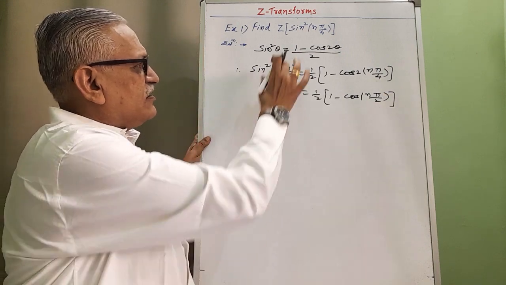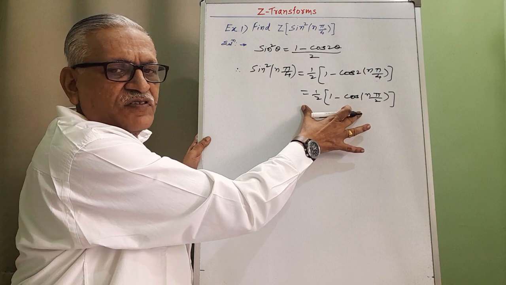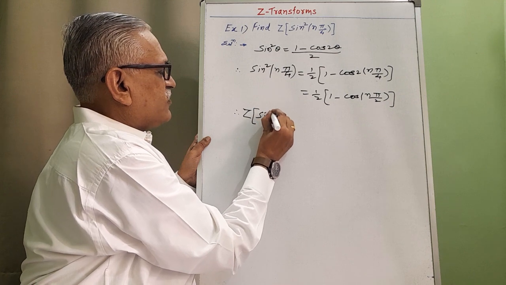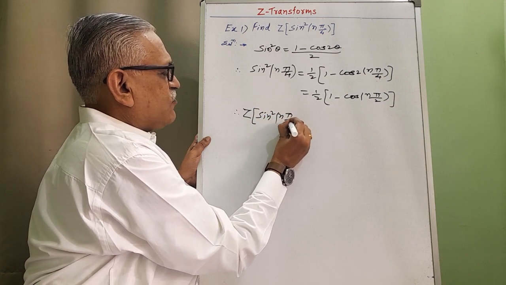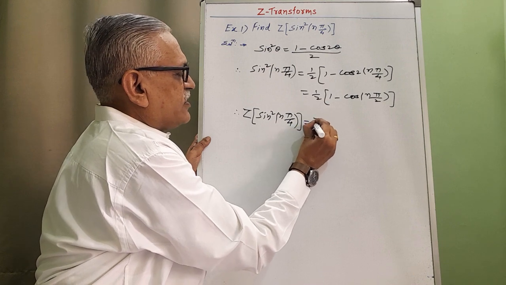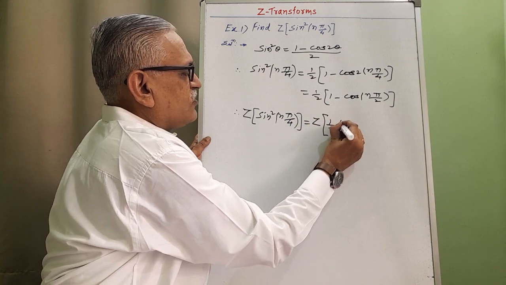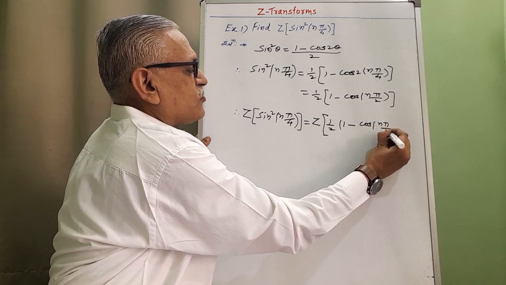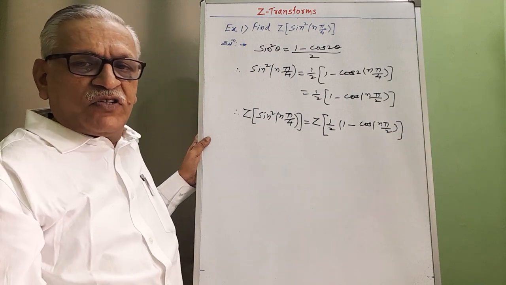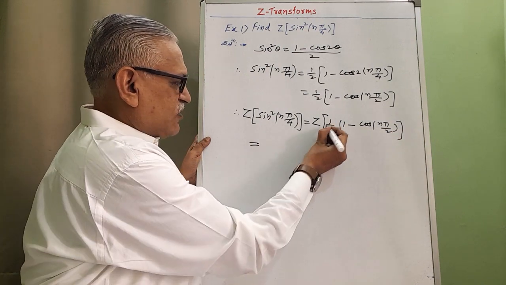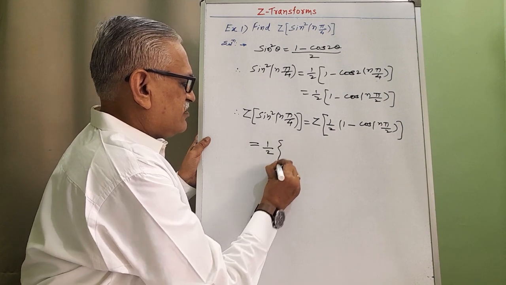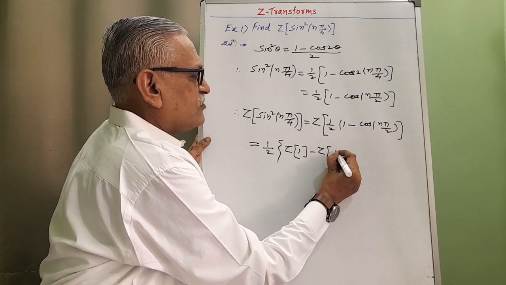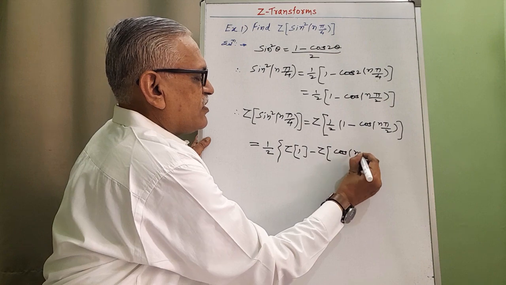Then, taking Z transform on both sides, Z transform of sine square n pi by 4 is equal to Z transform of 1 by 2 into (1 minus cos of n times pi by 2). Taking individual Z transforms, the constant term 1 by 2 we can take outside: Z transform of 1 minus Z transform of cos of n pi by 2.